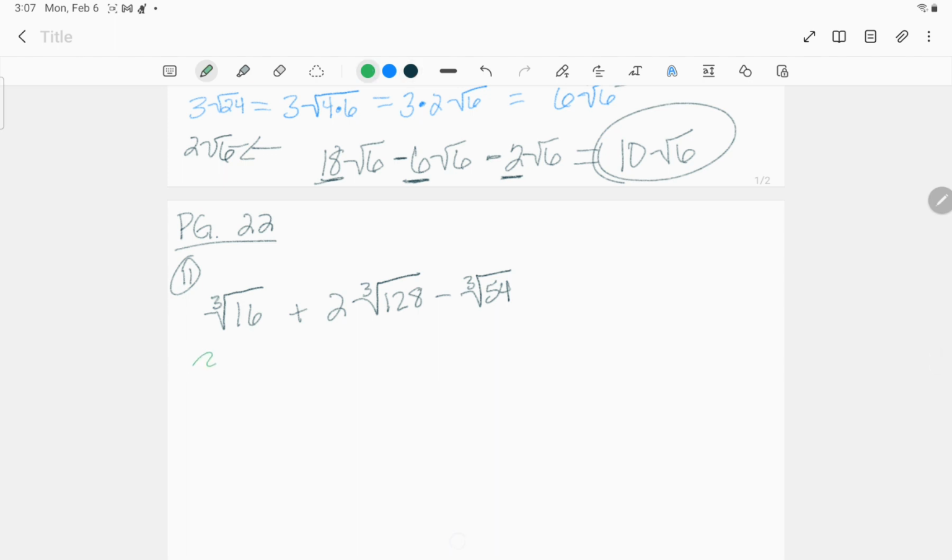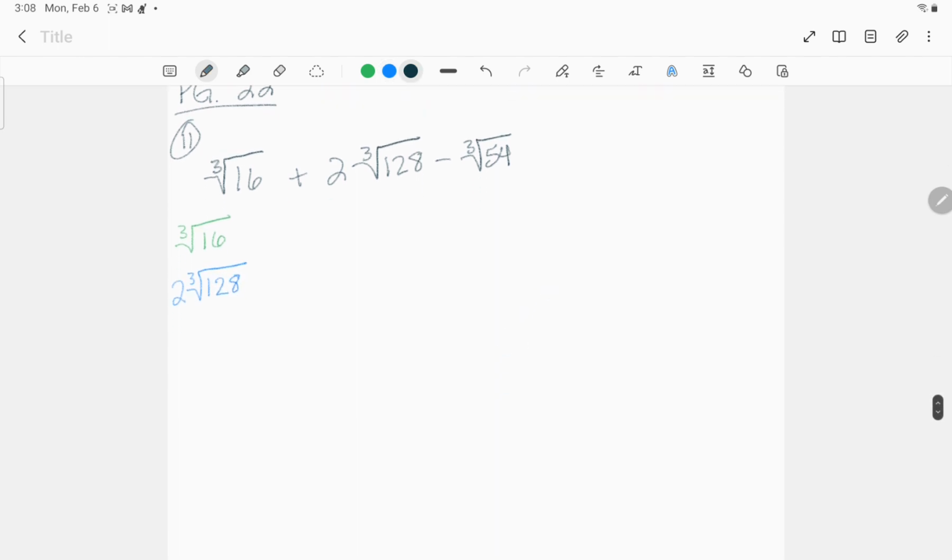We're going to bring it down. We're going to do the cubed root of 16. We're going to do 2 times the cubed root of 128. And then we're going to do the cubed root of 54.